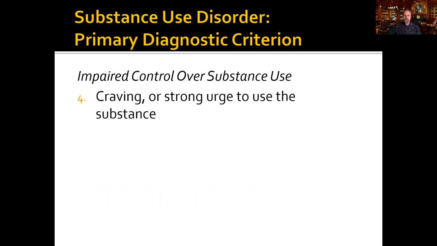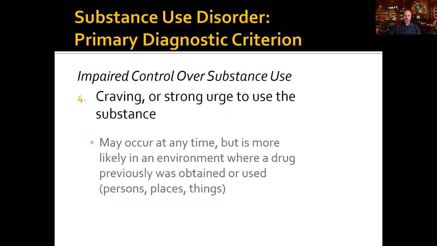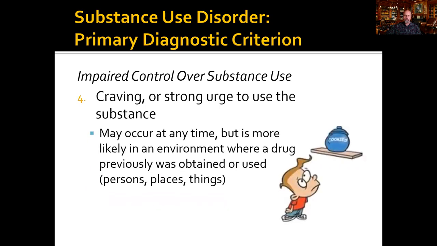The fourth criterion in impaired control over substance use is craving, or the strong urge to use the substance. This could occur at any time, but typically craving symptoms show up when the person's in an environment where a drug was previously used or obtained. This is the classic persons, places, and things that you consider when you're developing a relapse prevention plan.